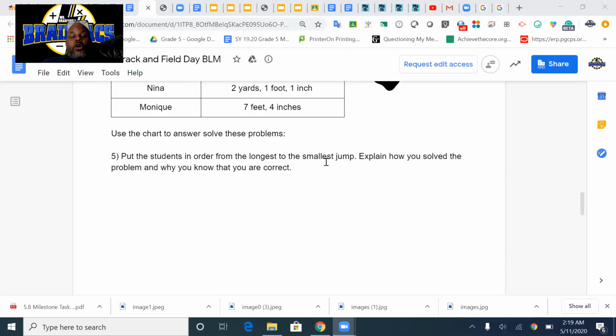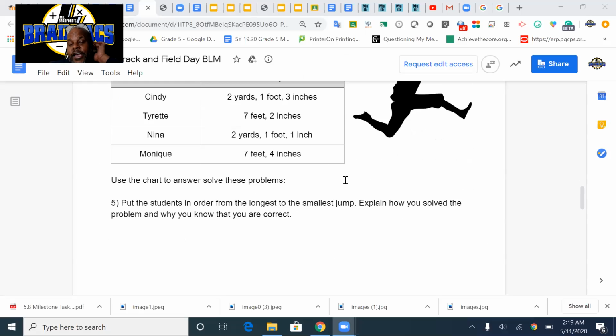All right, let's see if we can answer some of these questions now. Put the students in order from longest to smallest jump. All right, we just did that. Monique is 88, Cindy is 87, Tyrette is 86, Nina is 85. So it would go Monique, Cindy, Tyrette, Nina.